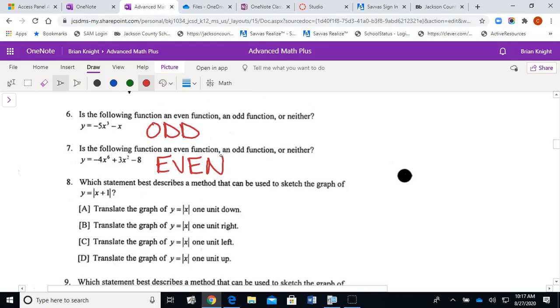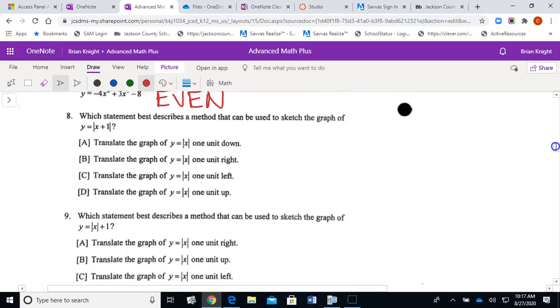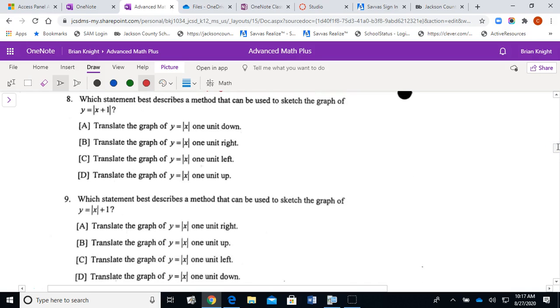Okay? All right? Number 8, we are translating. Remember, inside translates left and right. Outside translates where? Up and down, vertically. So, where is the +1 in there? It's in the absolute value. Inside. So it's going to translate left and right. And remember, inside is always opposite. So it's saying +1, but that actually means it goes what? Left. Left 1. So left 1 would be C. Everybody good on that? Yes, sir.